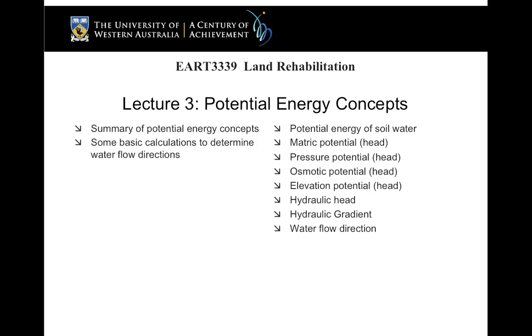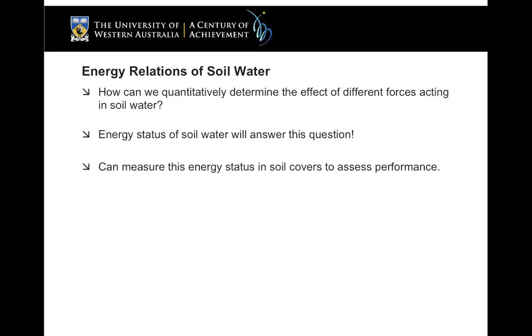And the strength of that hydraulic gradient, the difference in hydraulic head between 2 points, determines where the water flows and how fast. So today we're just going to talk about how we can quantitatively determine the effects of all those different forces acting on soil water, and can we actually measure the energy status of water in soil to work out which way it's flowing. And that's today's lecture. Primarily we're going to be looking at water flow directions, and in upcoming lectures we'll talk about actual fluxes.